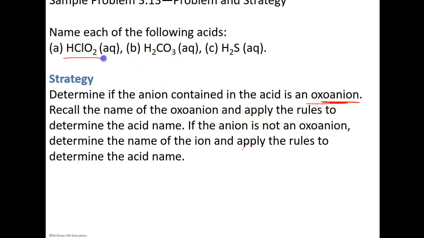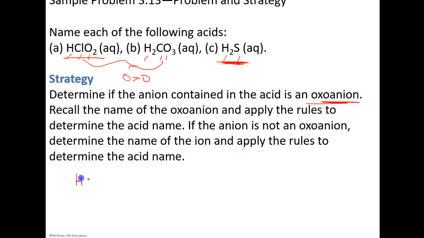All right, this is going to be an oxo. How do I know? Well, there's an oxygen. I also have three different atoms. I have more than two. Notice there are three different atoms. This only has two, so this is going to be the binary acid rules. This is going to be the oxoacid rules, the icky one.